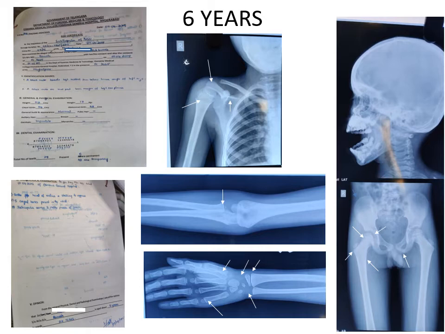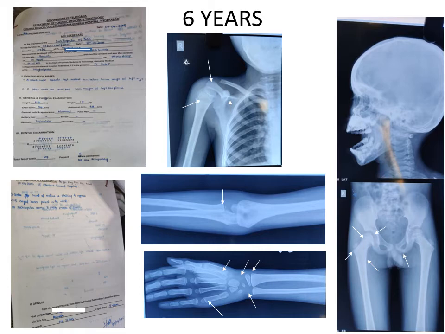Here we find lower ends of radius and ulna and carpal bones. We find heads of other metacarpals and base of first metacarpal. All have appeared but not fused. Similarly, in the hip bone, we find the same, triradiate has not obliterated. Ischiopubic ramus has also not fused because it fuses at only 6 to 8 years.